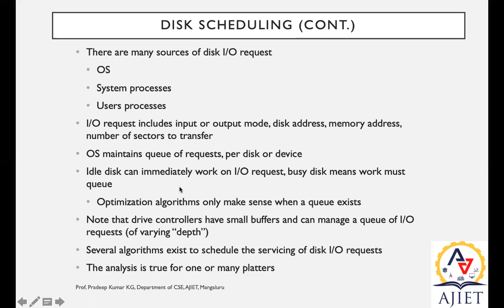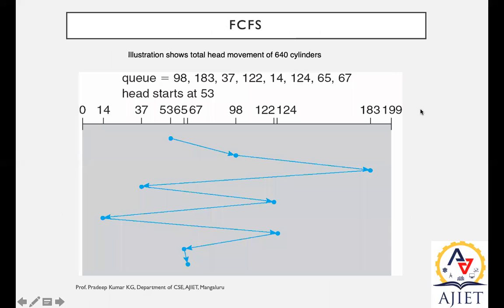So we'll move further. The first algorithm is FCFS, first come first serve. In first come first serve, as the name says, the disk is scheduled based on the order in which the IO requests appear in the list. Now consider the situation. We'll go through an example so that you can easily understand.